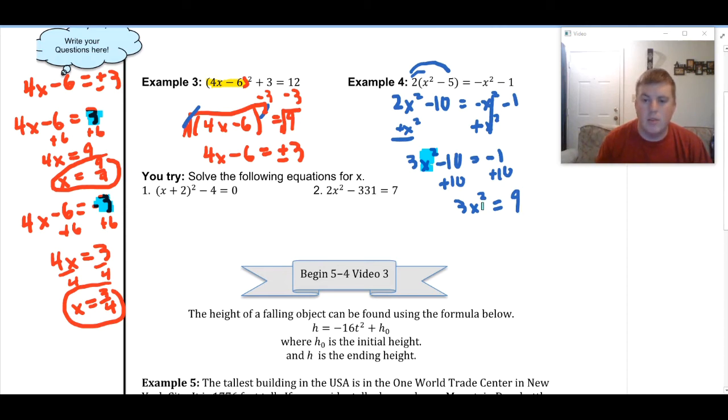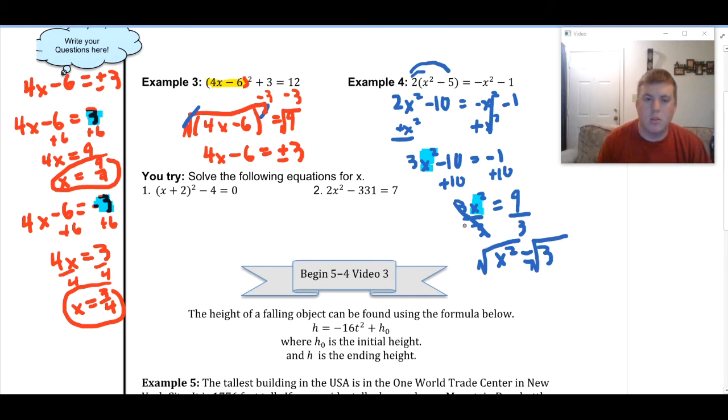Remember, we are trying to get this x squared by itself, which is still not the case because we have that 3 in front of it. So we need to divide both sides by 3. The 3's will cancel. We'll have x squared is equal to 3. So now we do have that x squared term by itself, so we take the square root of both sides.